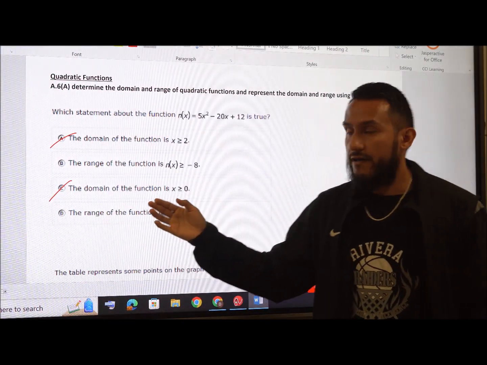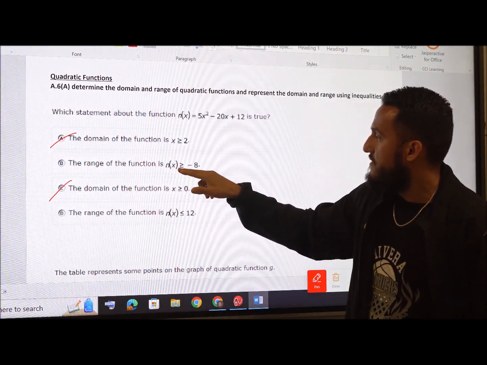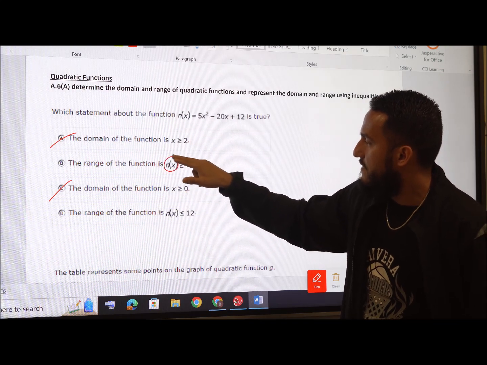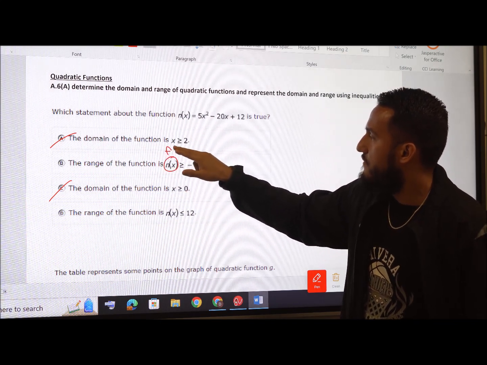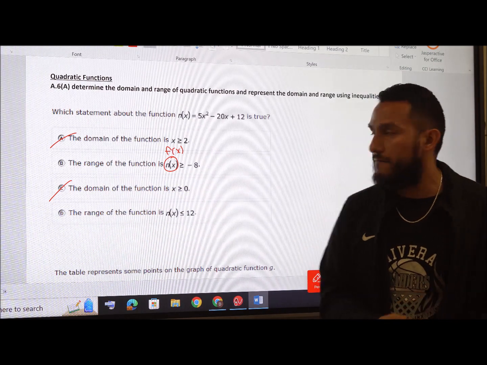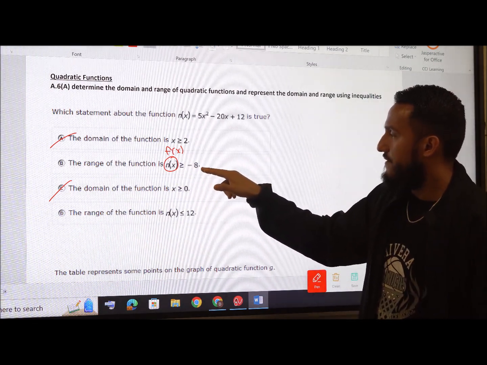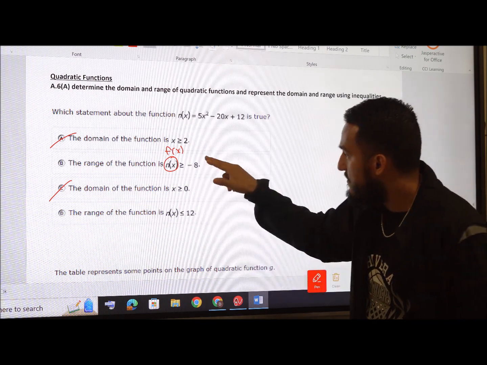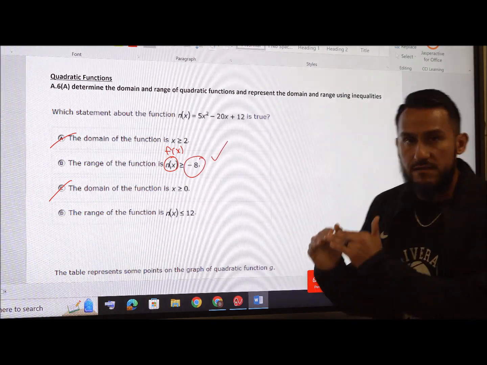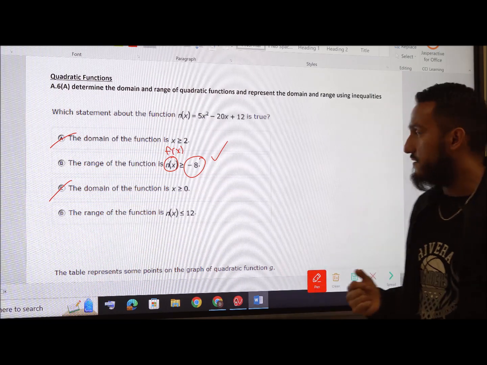Now let's take a look at the range. The range of the function says that it's h(x). h(x), guys, is the same as f of x, the function of x, which is what we see in the calculator, which is the same as y. y is going to be greater than or equal to negative 8. Negative 8, guys, this number right here is the one that we saw. That was the minimum value of the graph that we saw in the calculator.